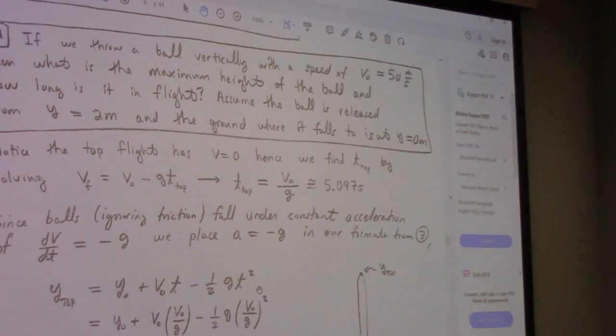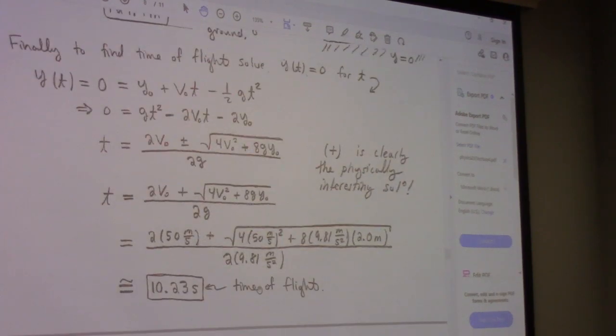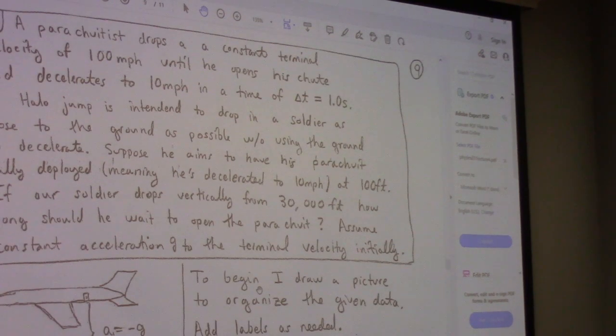So here's a more complicated example, which I'm going to skip over. And here's a really complicated example about a parachutist dropping, opening a parachute, and studying the motion in stages, right? It would take me 20 minutes to work this carefully.